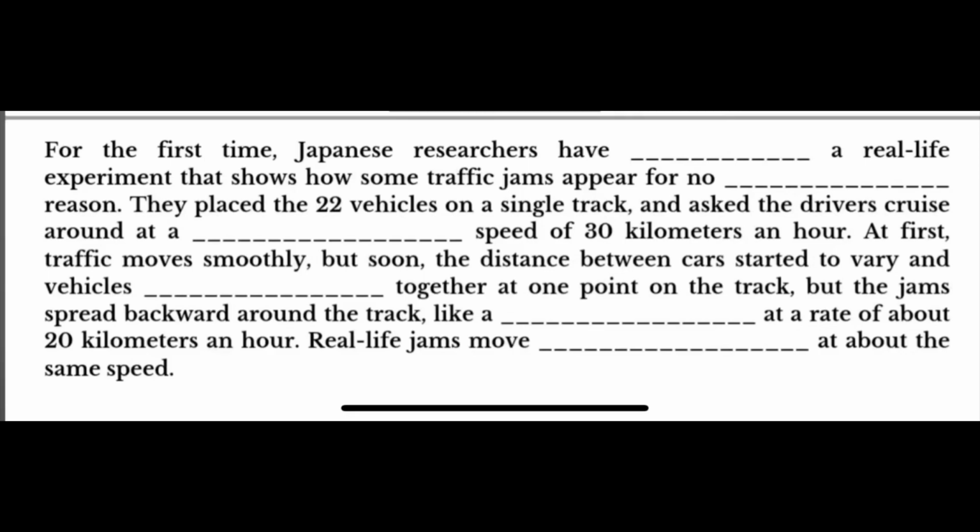For the first time, Japanese researchers have conducted a real-life experiment that shows how some traffic jams appear for no apparent reason. They placed 22 vehicles on a single track, and asked the drivers to cruise around at a constant speed of 30 km an hour. At first, traffic moves smoothly, but soon the distance between cars started to vary and vehicles clumped together at one point on the track. The jams spread backward around the track, like a shockwave, at a rate of about 20 km an hour. Real-life jams move backward at about the same speed.